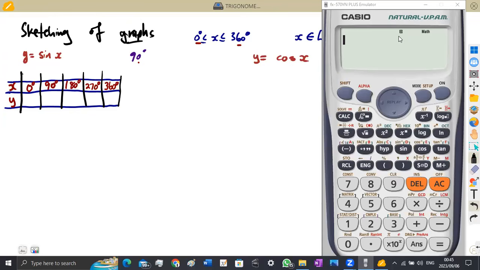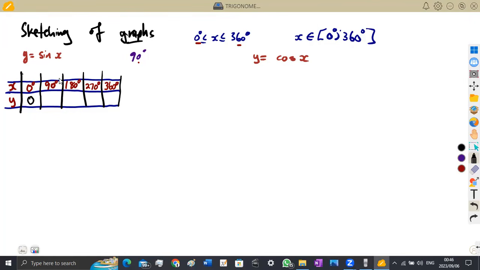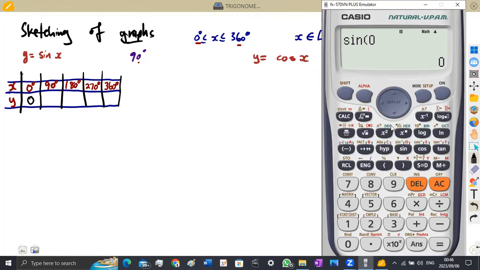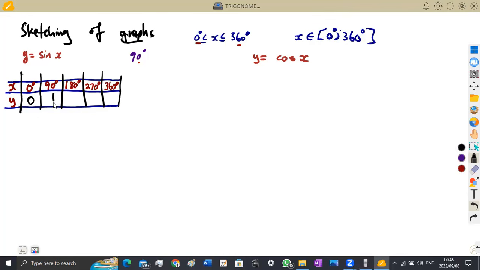Make sure that this calculator is in degrees. All right, so we can have our values like this: sine of 0 in this case is going to give us a 0. So this is the corresponding value, which is a 0 here. The same with the sine of 90 degrees, which is going to be a 1.